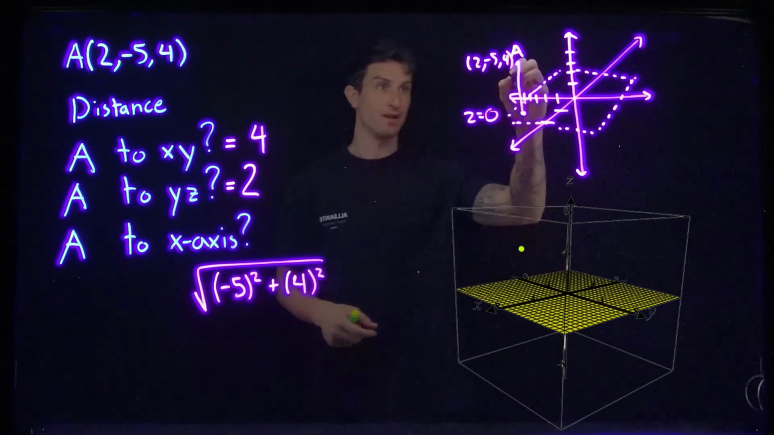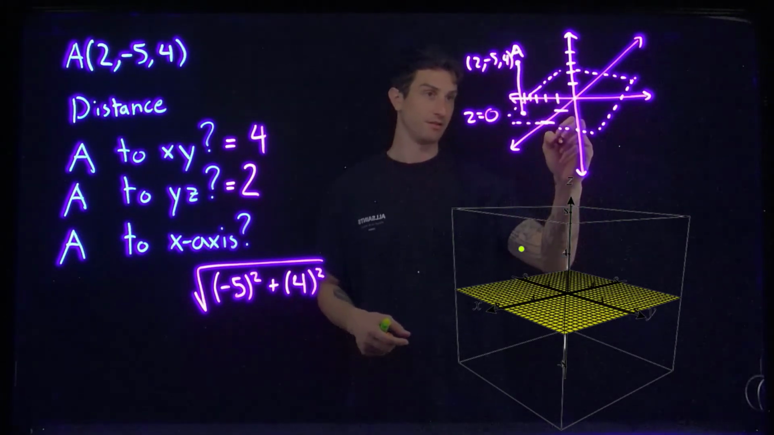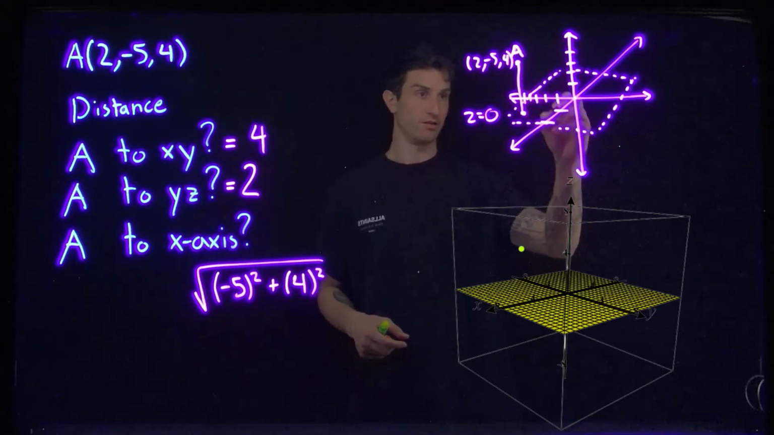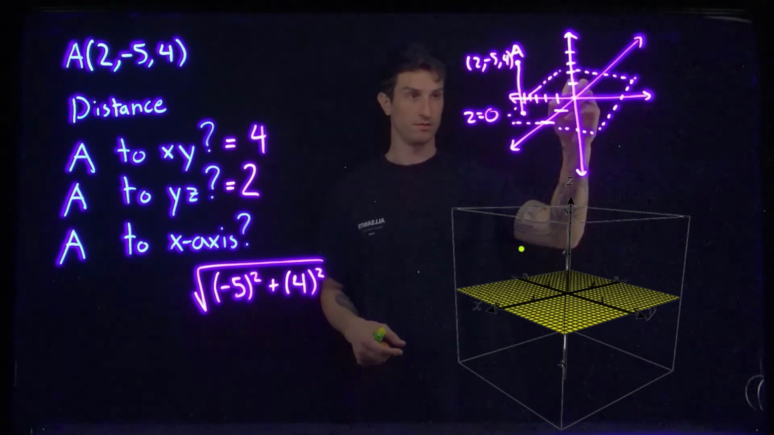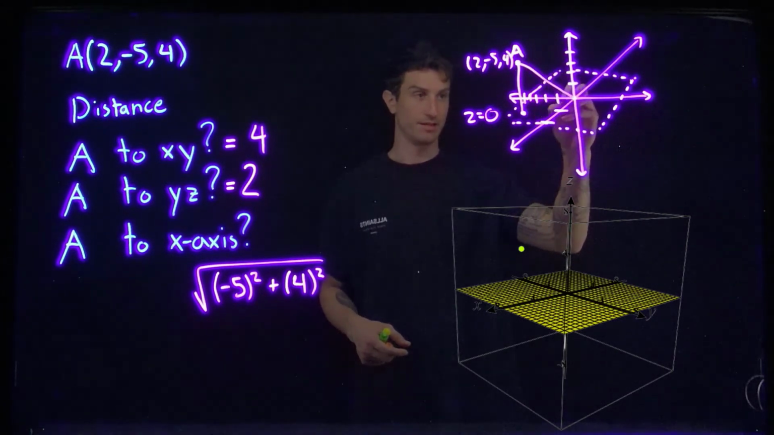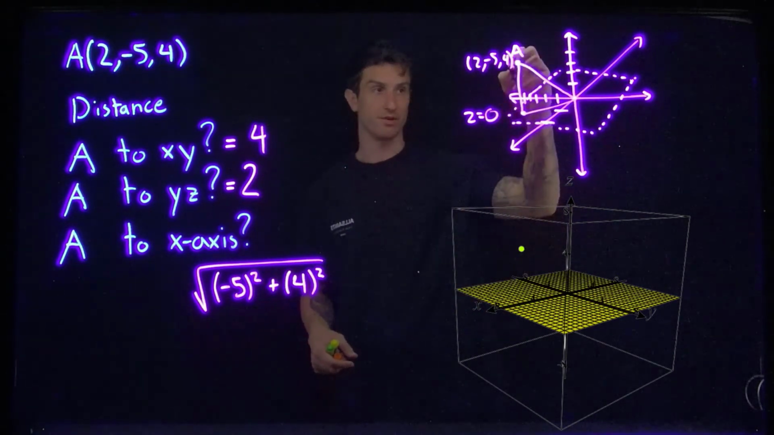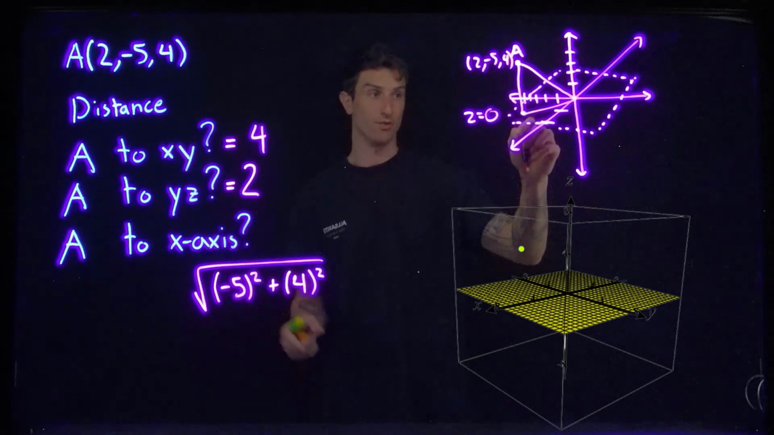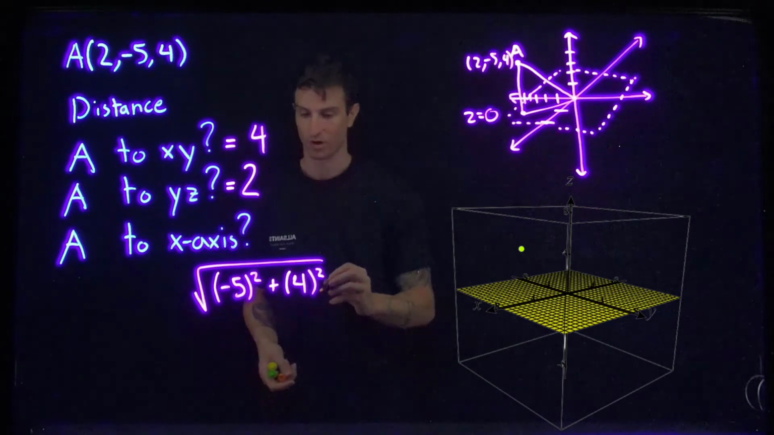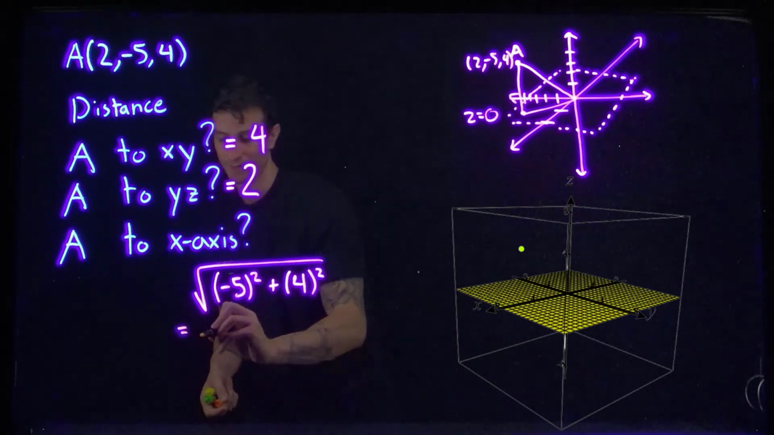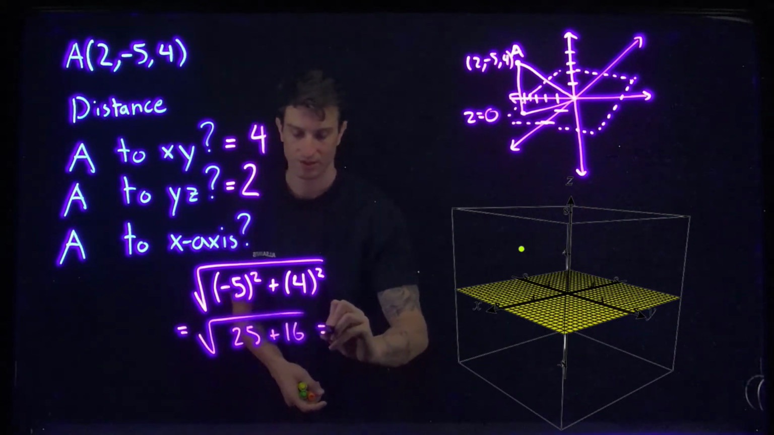All right, so you can imagine my point is here, right? And I want to get to the x-axis. Right, so let's say, a little hard to visualize here, but I believe the way we want to draw this is here. So we're finding the difference of our z's, which is 4 and 0, and the same thing for y's. So again, Pythagorean theorem, or our distance formula in 2 dimensions, we end up with the square root of 25 plus 16, which is equal to the square root of 41.